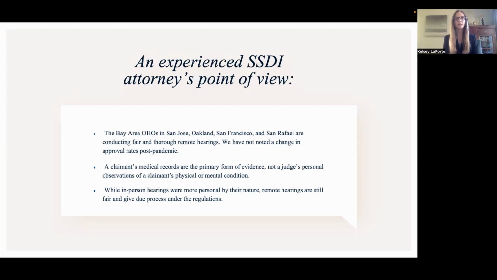While in-person hearings were sometimes more personal by their nature, remote hearings are still fair and give due process under the regulations. After we've weighed the very important issues of due process and fairness, we do believe that the benefits of remote hearings outweigh any potential drawbacks.